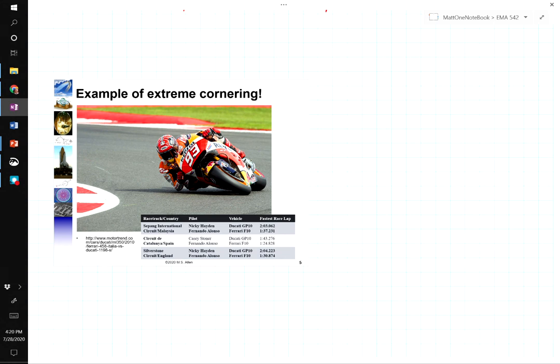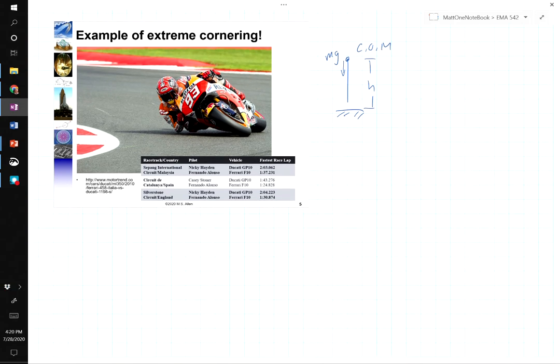So this is another fun example that we can do. So if the bike was just driving along straight, and here's the road. And say the center of mass of the bike was a height h above the ground, then we'd have a force mg here, and then the ground would be pushing back on us, right? So that's the way we usually drive.